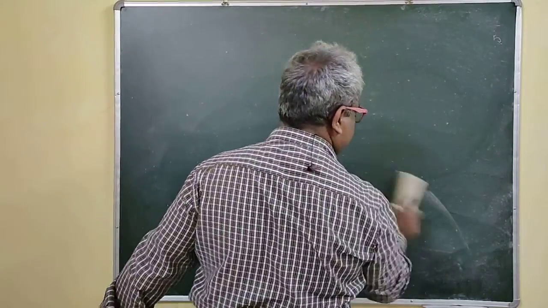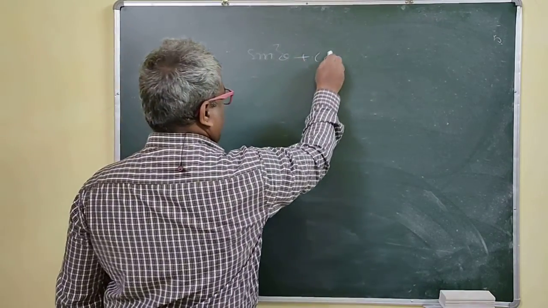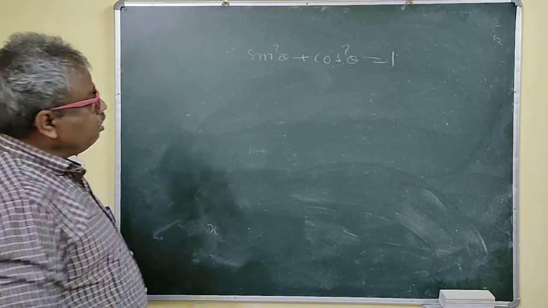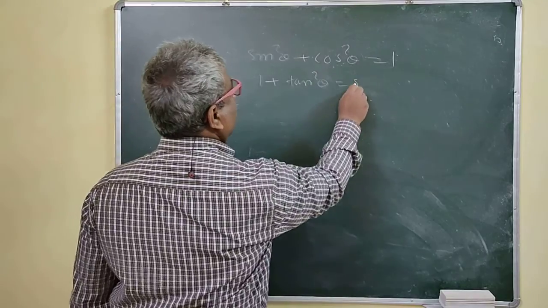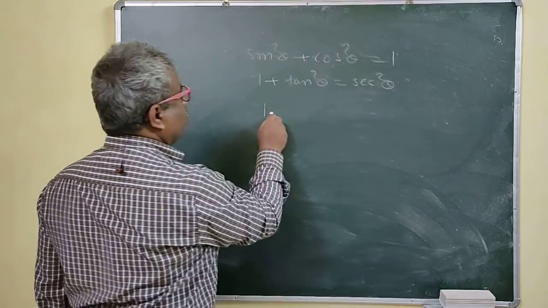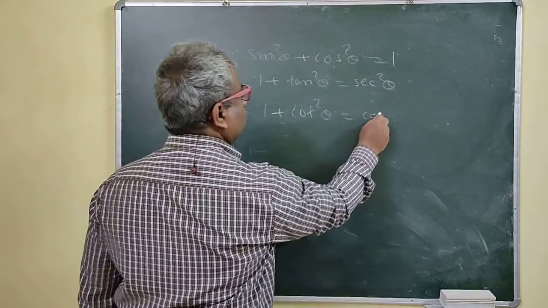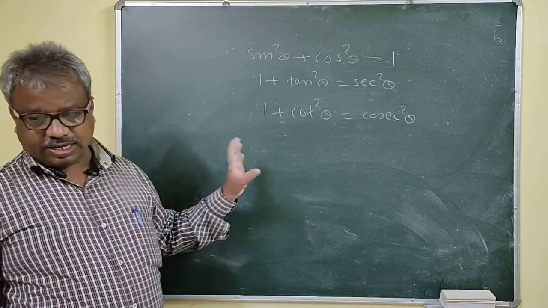So what have we learned? Sin square theta plus cos square theta is equal to 1. We have proved this one. We also proved that 1 plus tan square theta is equal to sec square theta. We also proved that 1 plus cot square theta is equal to cosec square theta. Right? These are three fundamental identities.